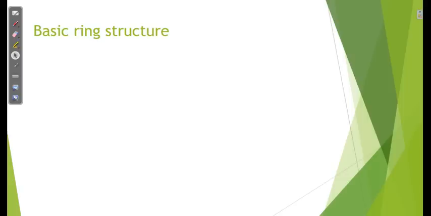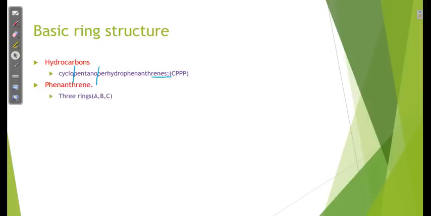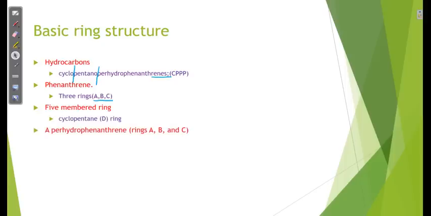Let us go and see the basic ring structure. So the hydrocarbon is cyclopentano perhydrophenanthrene. I can say this is cyclo, this is pentano perhydrophenanthrene ring, that is A, B and C. So the phenanthrene ring is basically made up of ABC, that we have also seen rightly. Then the 5-membered ring, that is D, that is cyclopentane perhydrophenanthrene. The phenanthrene is converted to perhydrophenanthrene, and that is a saturated ring, ABC, a completely saturated derivative.